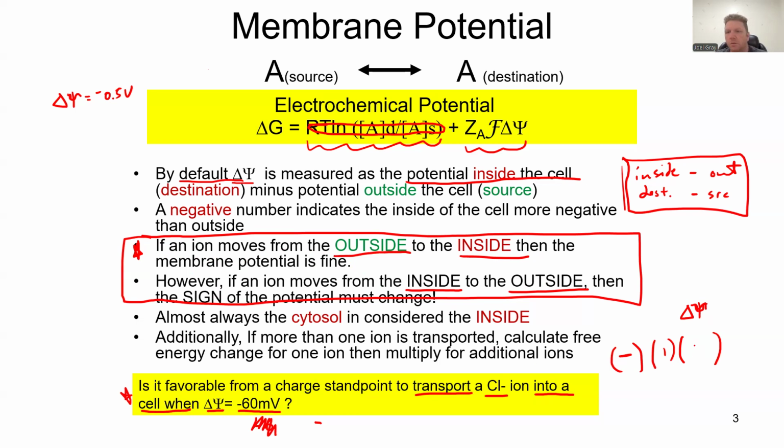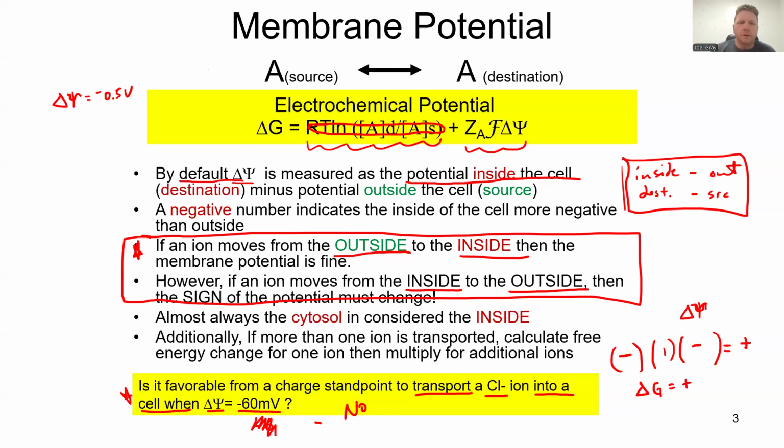And so I'm going to give this a negative value. So we have effectively negative times 1 times negative. Well, a negative times a negative is going to give us a positive value. So we're going to get a delta G, which is positive, which means the answer to this question, is this favorable? No. If we were going in the opposite direction, if we were going from the inside of the cell out, then it would be favorable.